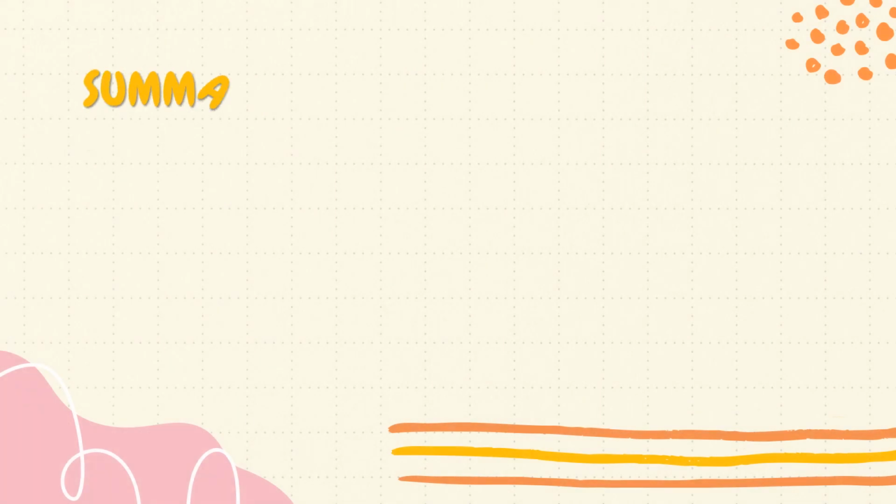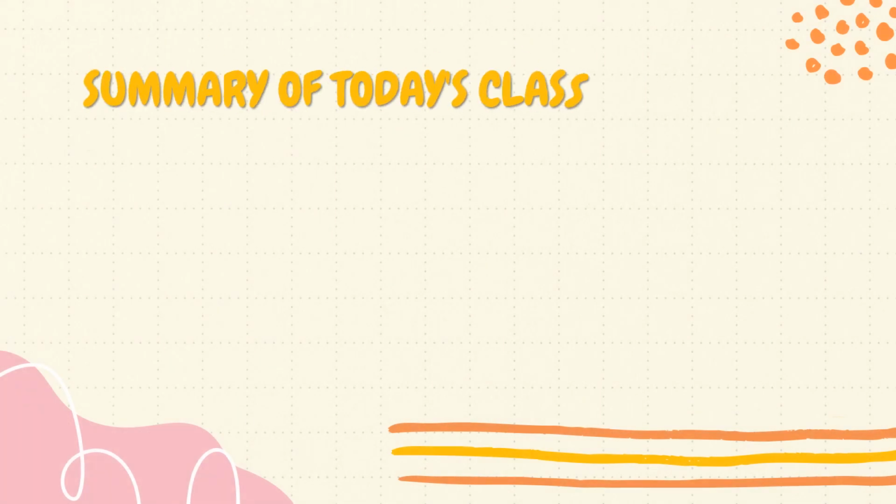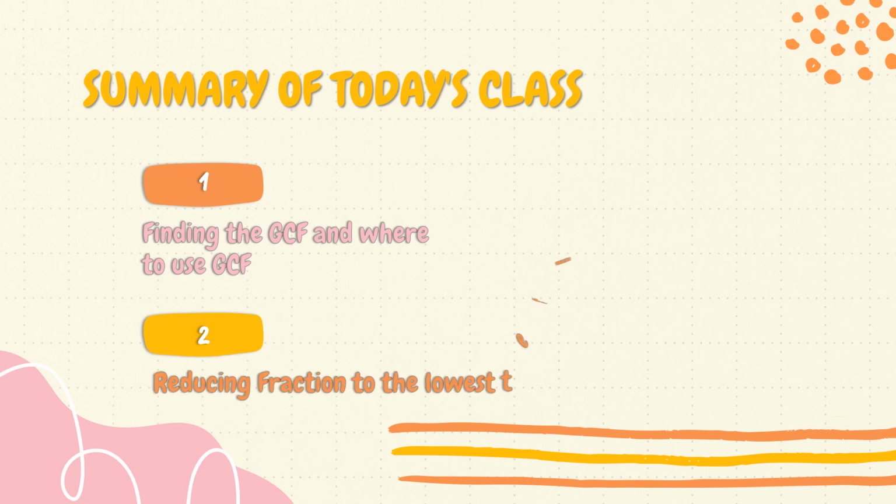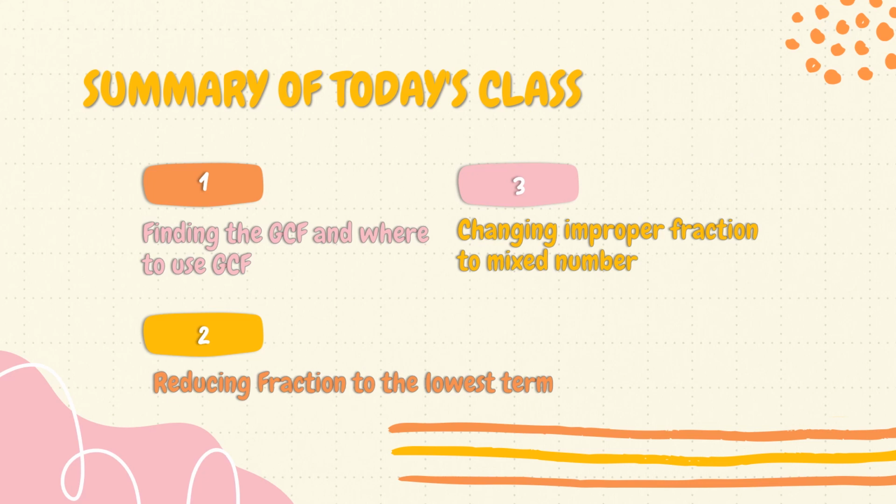So these are the things that you have learned today. First, finding the GCF and where to use the GCF. Second, reducing fraction to the lowest term, and changing improper fraction to a mixed number or a whole number.